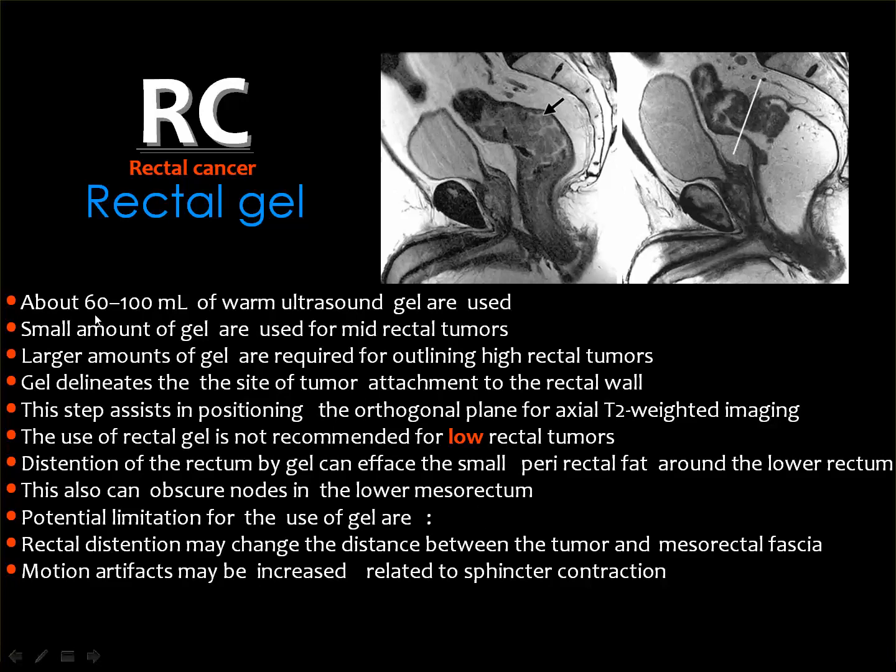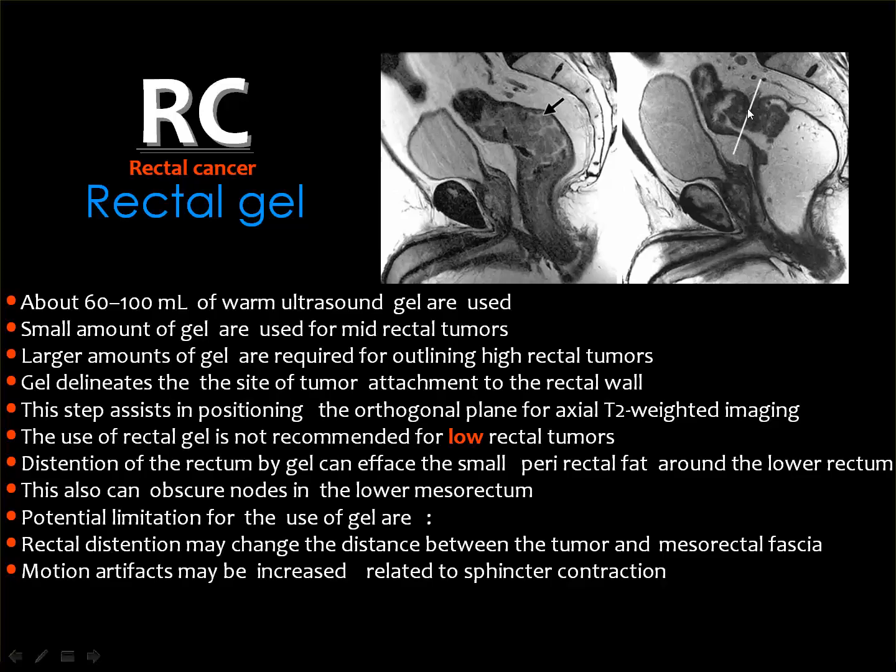Then you need about 60 to 100 milliliters of warm ultrasound gel, and the volume of the gel is proportional to the site of the tumor. In the mid-rectal tumors, we use a small amount. In the high rectal tumors, we use a larger amount. The gel will delineate the site of the tumor attachment to the rectal wall, which will help in aligning the orthogonal plane. This is before gel administration, and this is after gel.